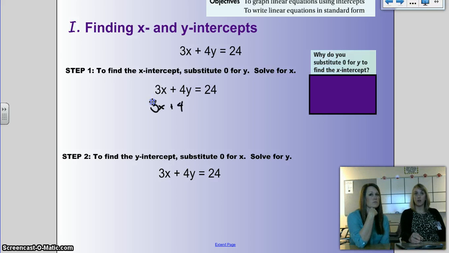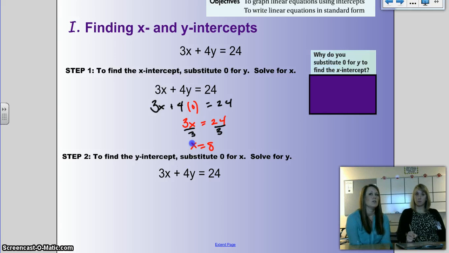3x plus 4 times 0 in for y equals 24. Ultimately, 4 times 0 goes away because it's 0. So 3x equals 24. Divide by 3, you end up with x equals 8. So is that my answer? Do you want them to write it as an ordered pair, or just as a number? I don't care. So your answer could be x equals 8 or 8, 0.